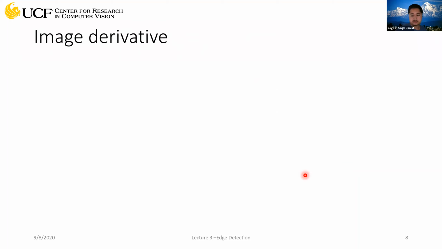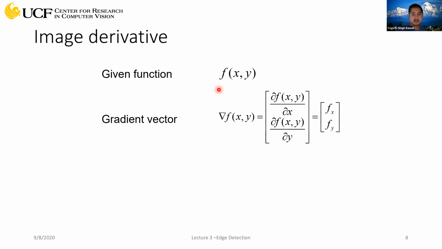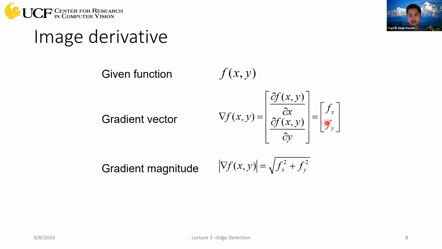Now, if we look at images, let's say we have an image f, which is a function of x and y, in 2 dimensions. We have to compute the gradient vector. First we compute the partial derivative in the x direction, and then the partial derivative in the y direction. That will give us two vectors for the gradients computed in the x and y directions. Using these two, we can compute the magnitude of the gradient, which is just the square root of fx squared plus fy squared. We can also compute the gradient direction, which is arctan of fx over fy.